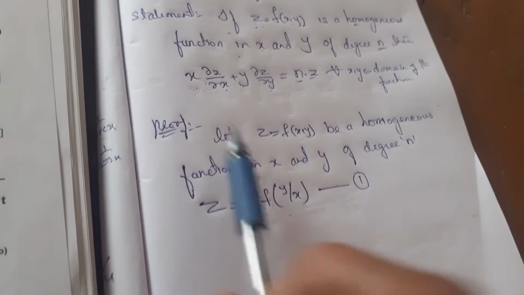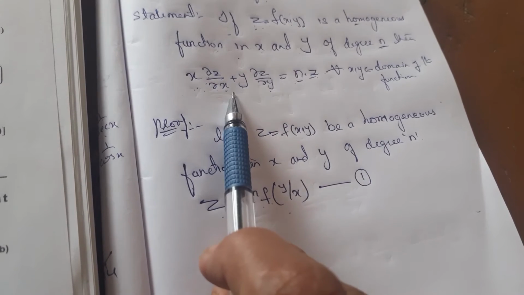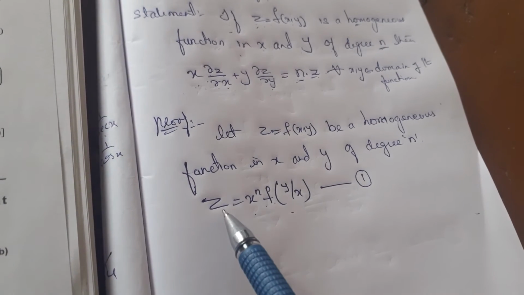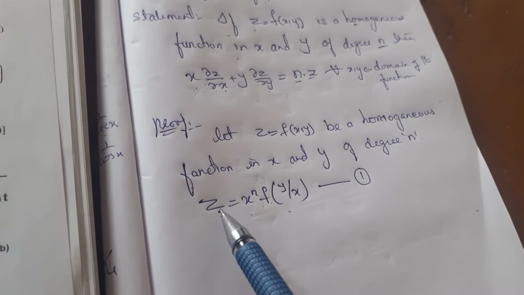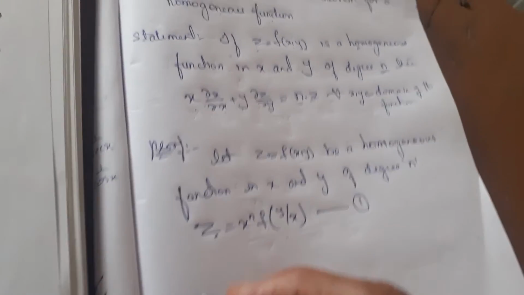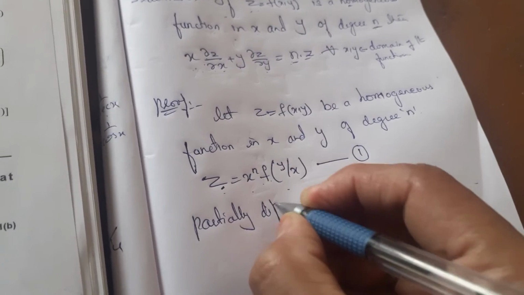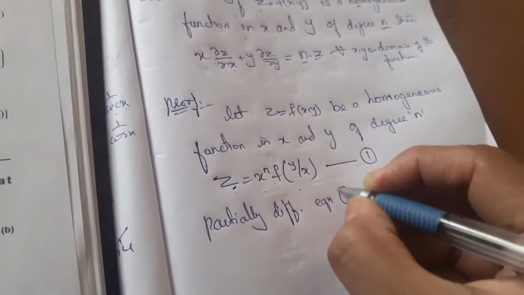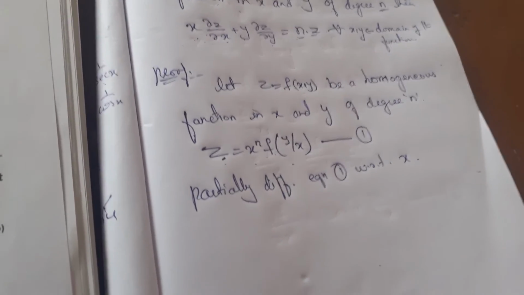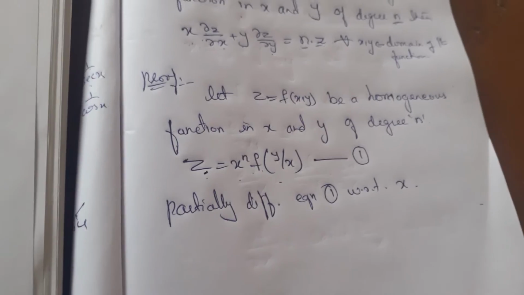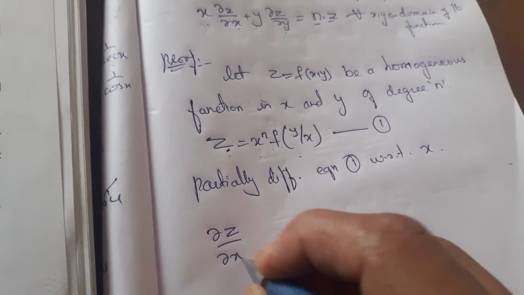Now according to Euler's equation, we need dou z by dou x and dou z by dou y. So here also we have to differentiate our function with respect to x and y partially. Let us start differentiating. Partially differentiating equation 1 with respect to x first, then after that we will differentiate the same equation 1 with respect to y. So it becomes dou z by dou x.